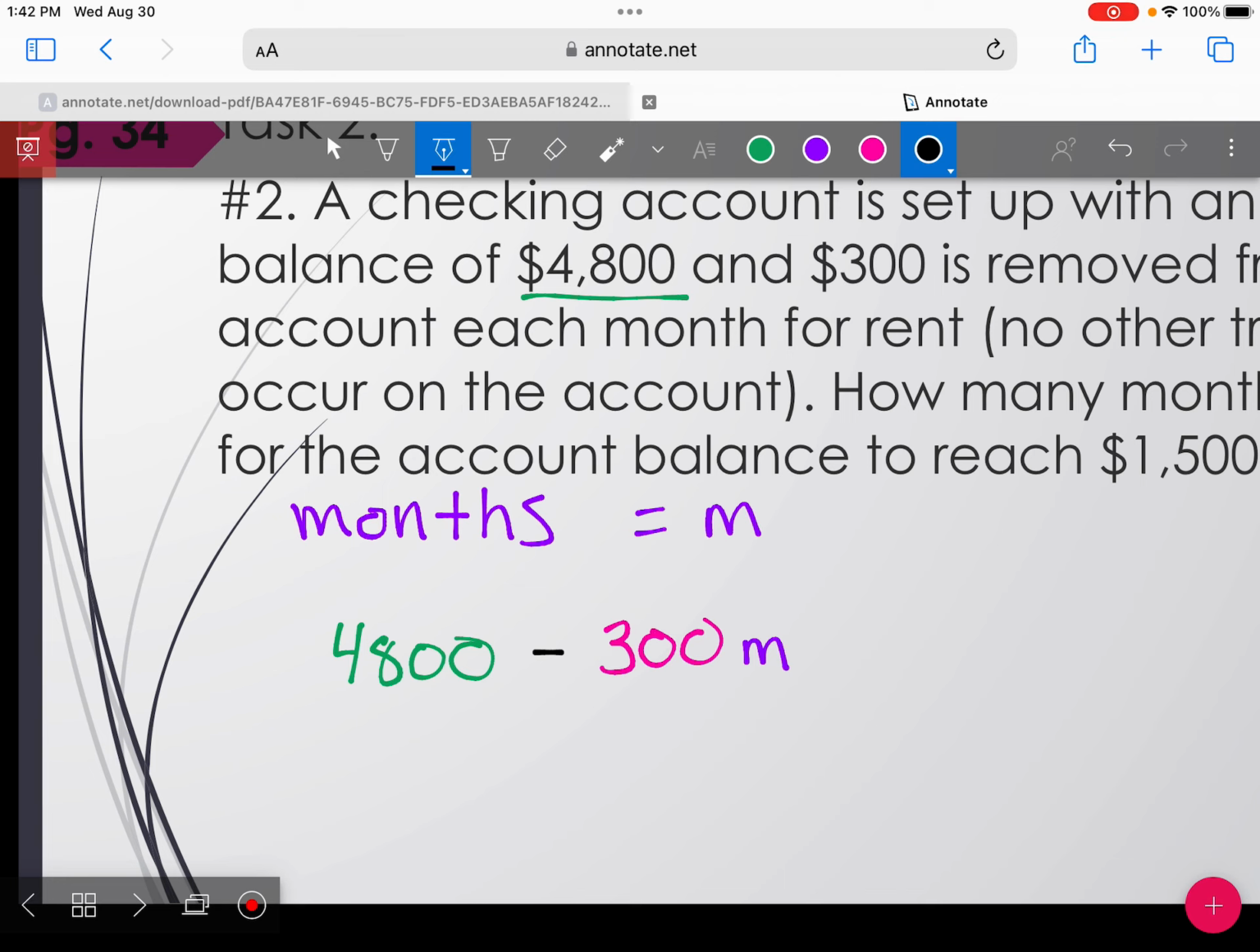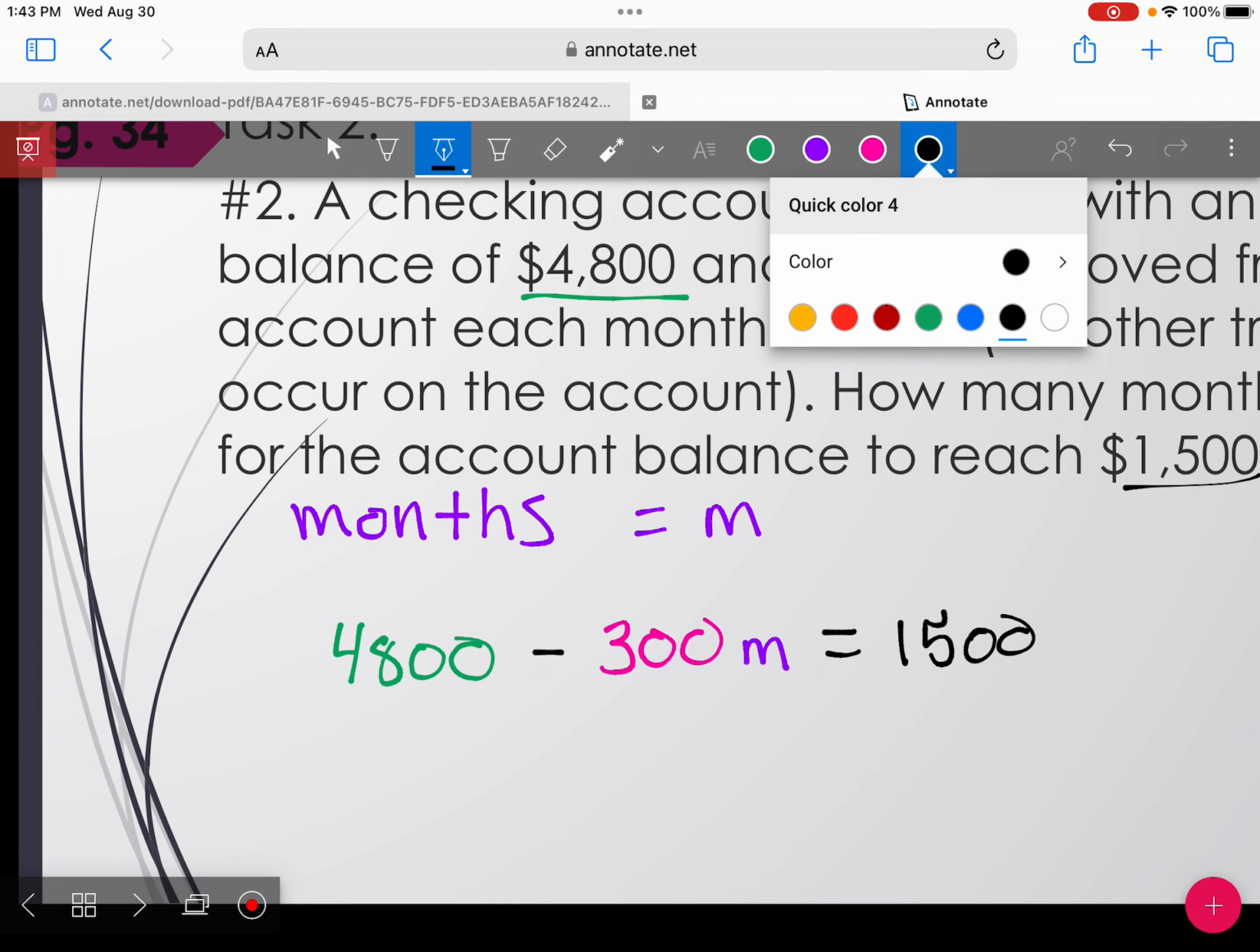What else do we need up here? We want to know when it equals what? Yeah, the 1,500. That's the goal. There's the equation in there. So let's solve it. What do we need to do to solve it? Subtract the 4,800 from both sides.